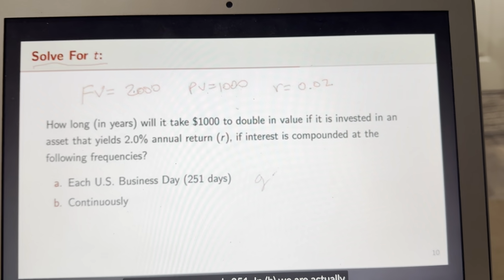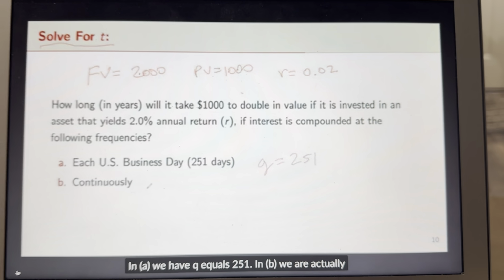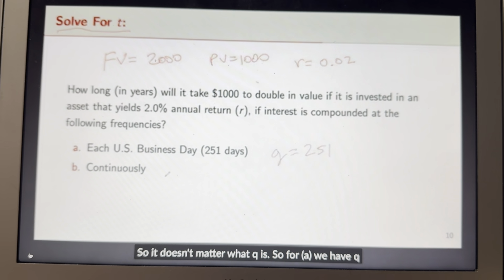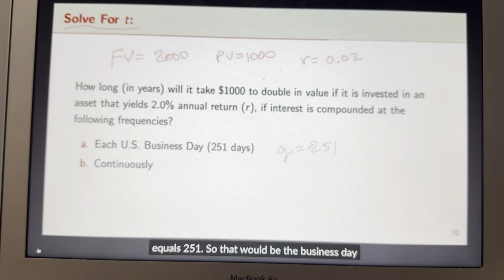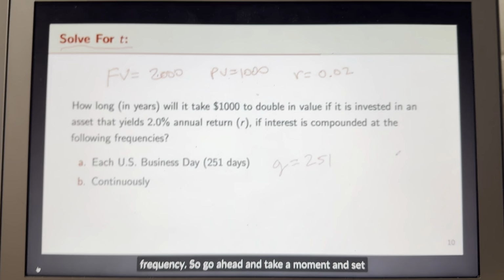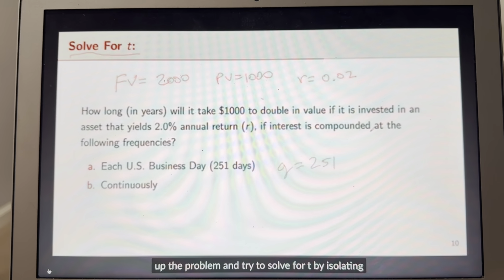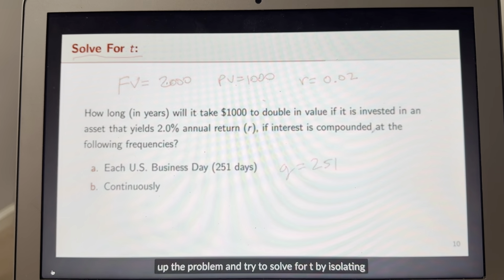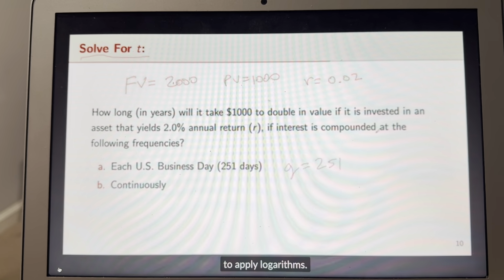In A, we have Q equals 251, which is the business day frequency. In B, we are going to use the continuous compounding formula, so it doesn't matter what Q is. So go ahead and take a moment to set up the problem and try to solve for T by isolating the numbers. To do this, you're going to need to apply logarithms.